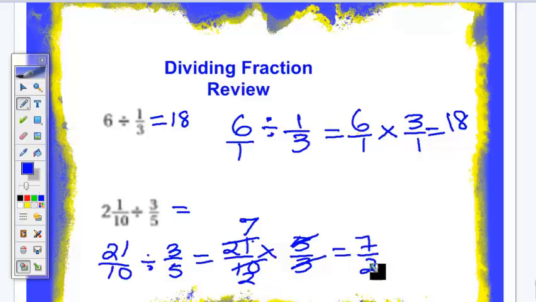Now, this here is improper. To change it back to a mixed number, we just simply divide it. 2 goes into 7 3 times, and the remainder will be 1. So we will get 3 1/2. Okay, so hopefully you didn't have any problems doing these two problems to review what you learned previously in 6th grade. So now let's move on to 7th grade things, where we actually have negative symbols.